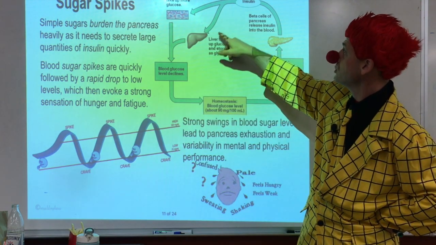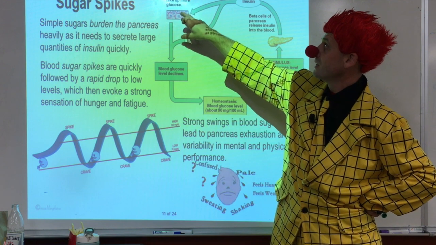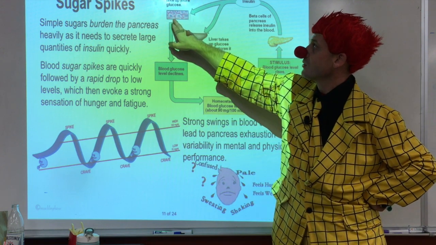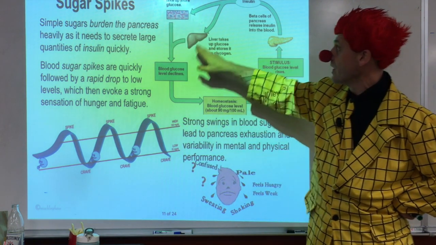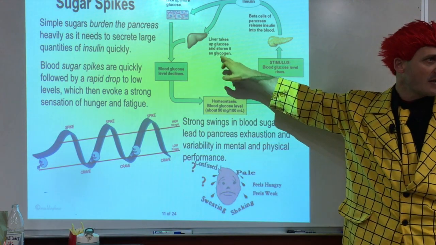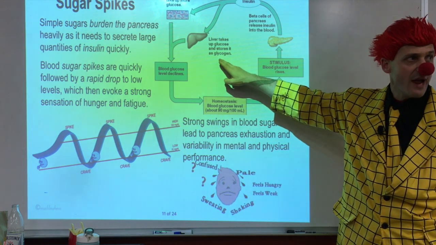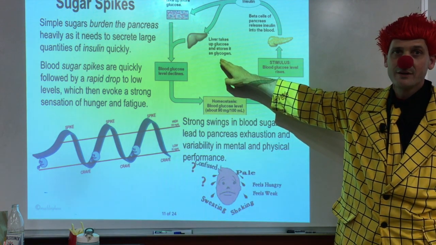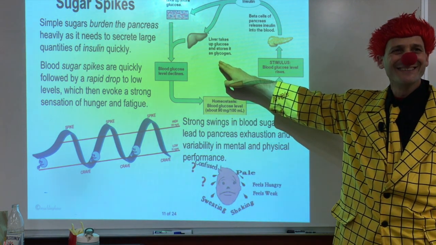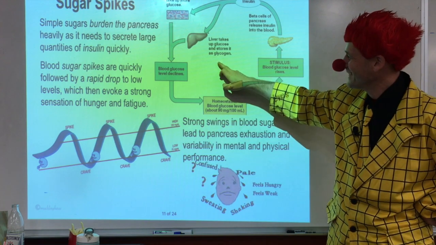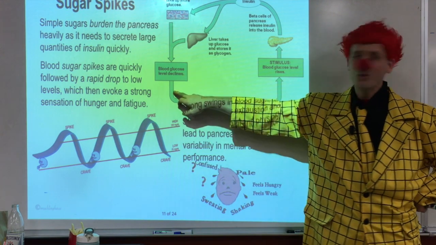The body cells take the glucose up. That's what they do everywhere. The liver makes glycogen for storage. That's also in muscle and a little bit in the brain. So when we need to have some energy ready, we do have some ready. That's just great. And so then the blood glucose level goes down.